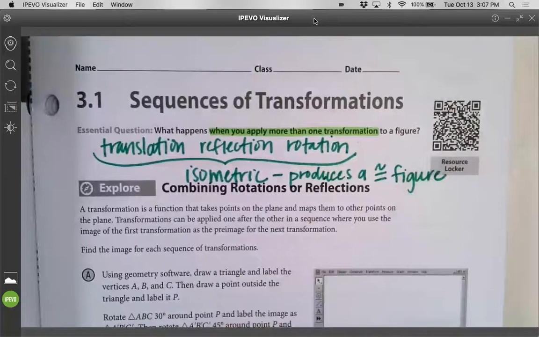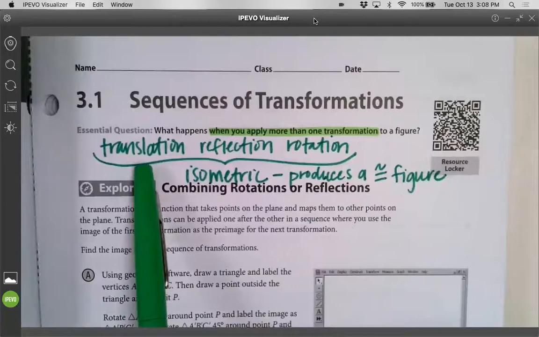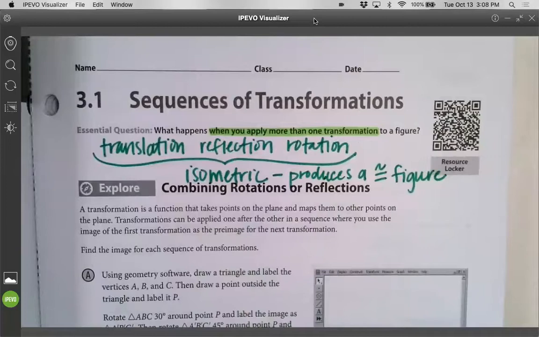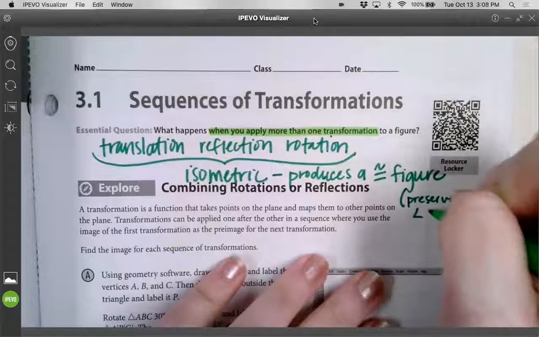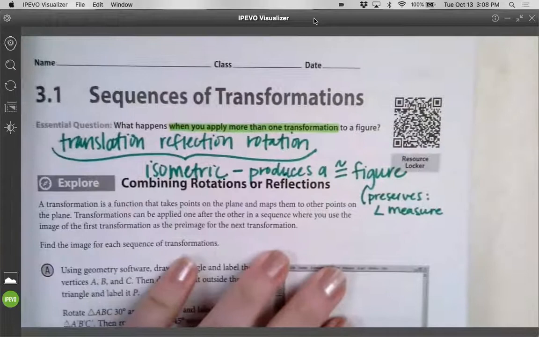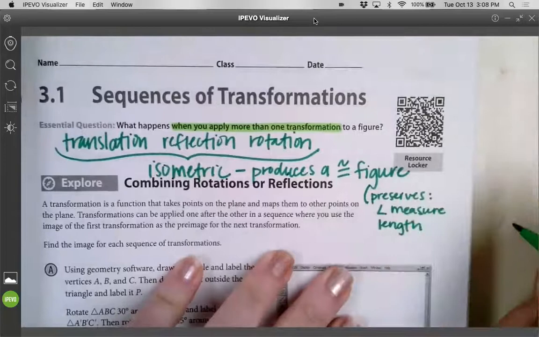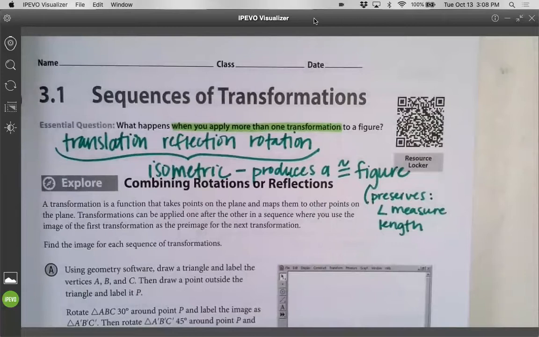We have symbols so that we can use them. If you want to write out the word, feel free. So isometric, once again, means that we produce a congruent figure when we perform a translation or when we perform a reflection or when we perform a rotation. So if it doesn't change the figure, that means that all of the angles stay the same measure, preserves angle measure. It also preserves line length. We can just put length. Some of them even preserve which direction it faces, like which direction is up, for example. That's called orientation.